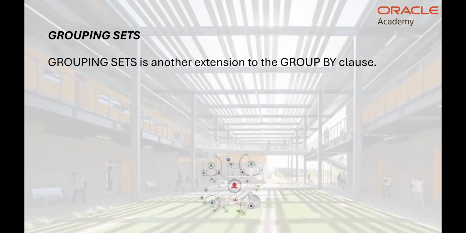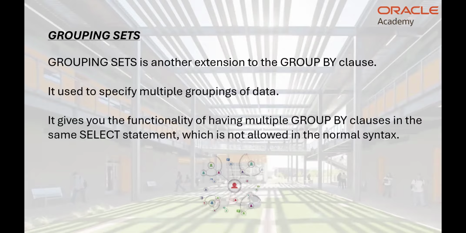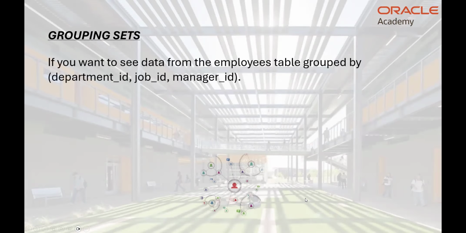Okay, grouping sets. Grouping sets is still another extension of group by. So this is used to specify multiple groupings of data. Yes, I'm going to confuse you even more. Like you're probably saying, haven't we had enough of this group by stuff? Well, this one has some usages.